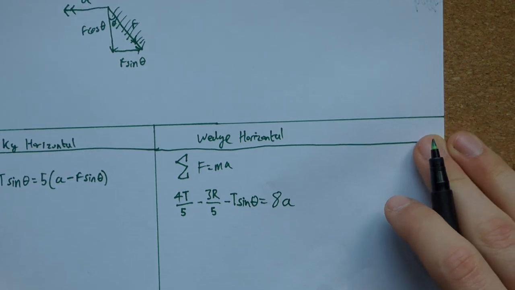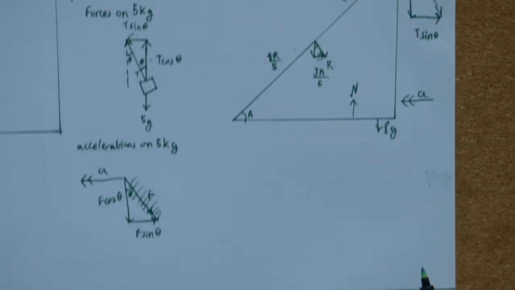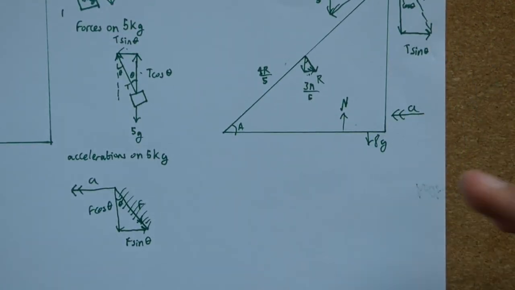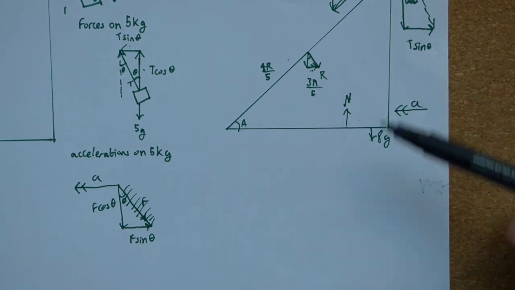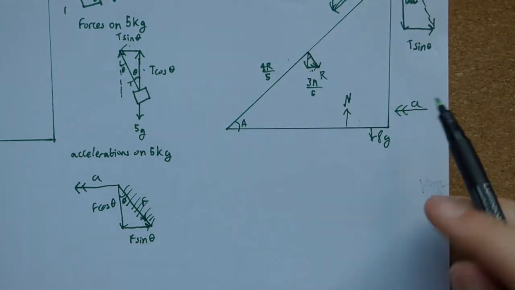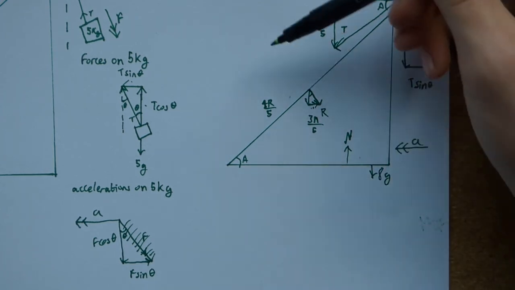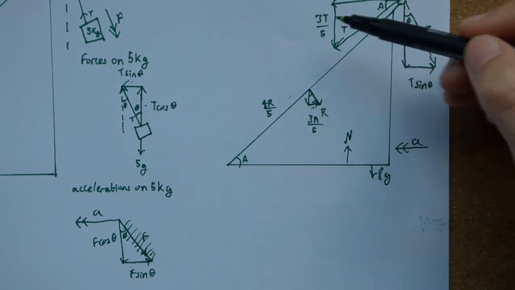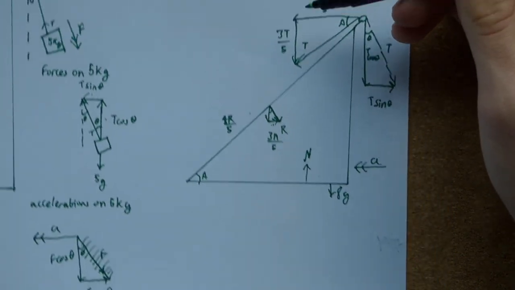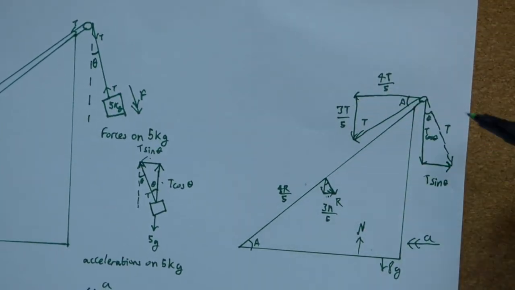So now if you wanted to find the same equations for vertical, because it's not moving up or down, the sum of forces up equals sum of forces down. So you've got N is equal to 4R over 5, because that's going down, plus 3T over 5 plus T cos theta, because those are all going down.